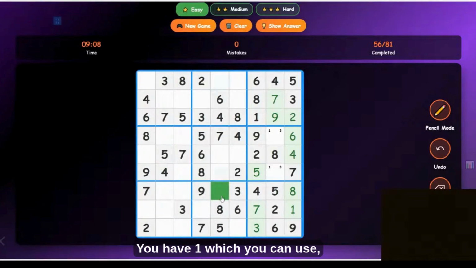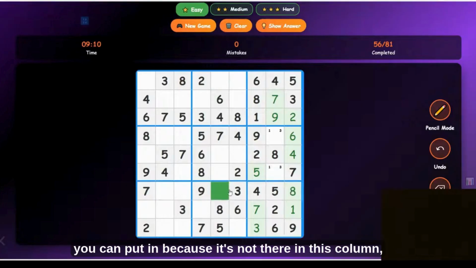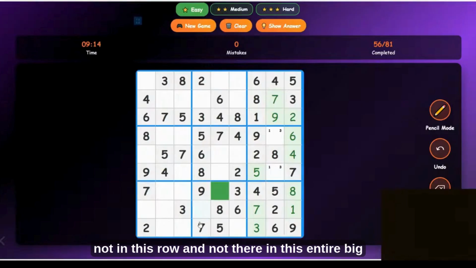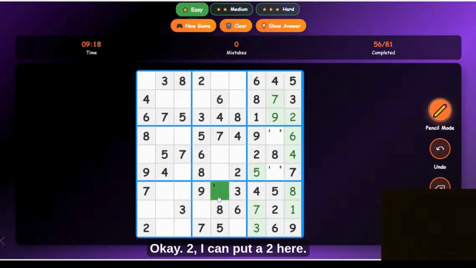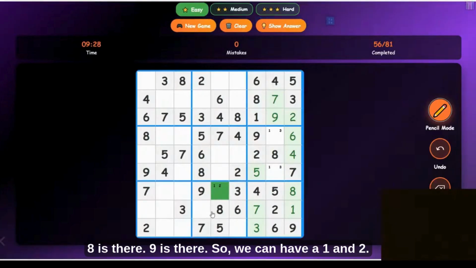You have 1 which you can put in because it's not there in this column, not there in this row, and not there in this entire big box. So I can put a 1 here. Okay. 2, I can put a 2 here. 3 is already there. 4, 5 is there. 6 is there in this big box. 7 is there. 8 is there. 9 is there. So we can have a 1 and 2.